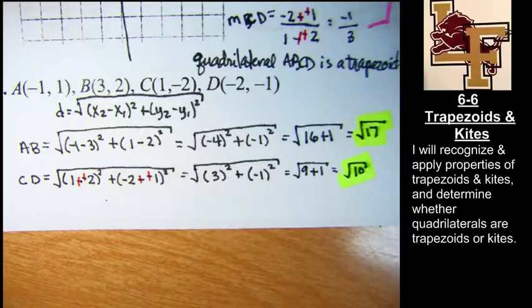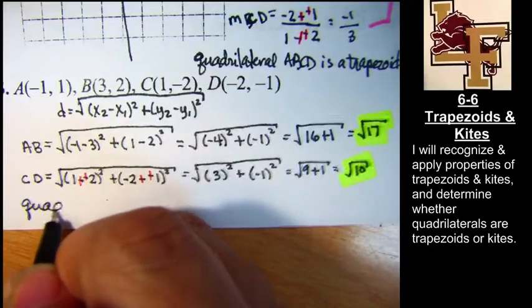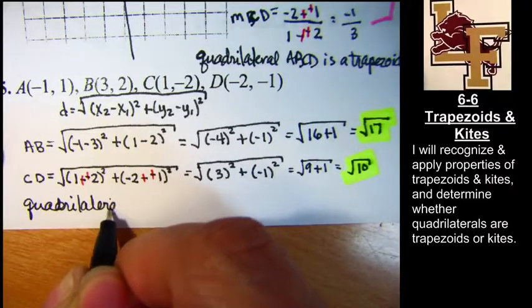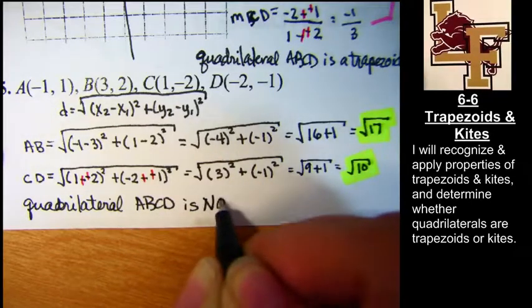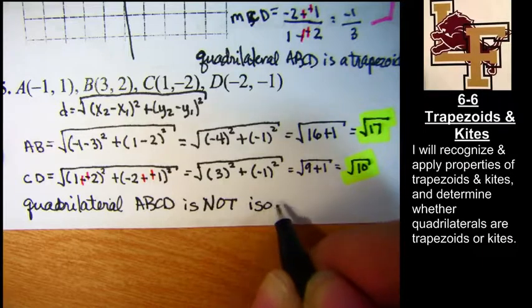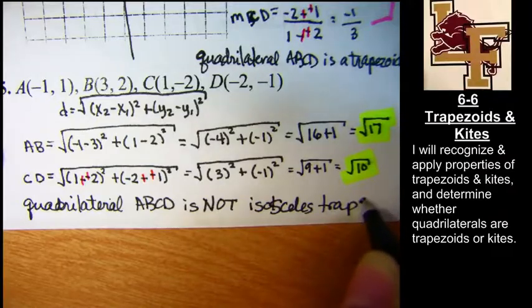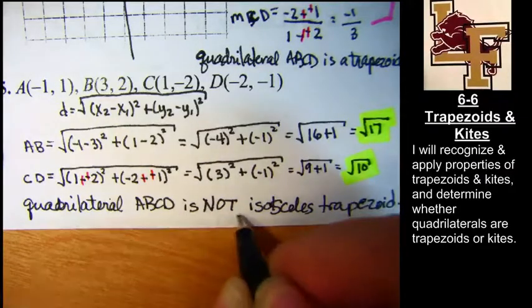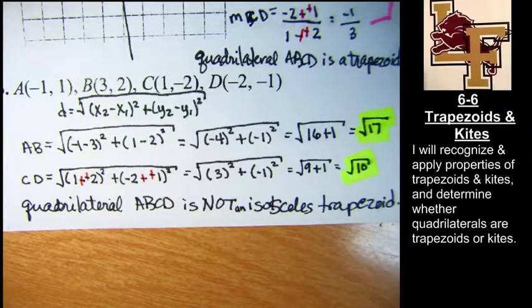All right. Are his legs the same measure? Nope. So is he an isosceles trapezoid? No. And so is the bouncer going to allow him up to drink some Dr. Pepper? Nope. Sorry. You are not a very important polygon. Quadrilateral ABCD is not an isosceles trapezoid. So sad.